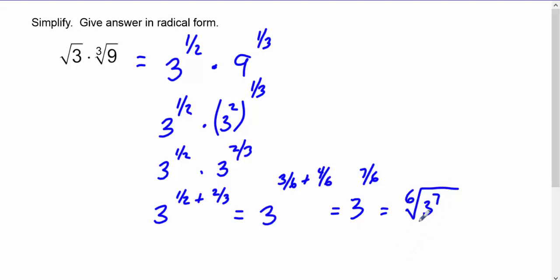Now I can multiply that out, but I'm not going to, because if I'm going to simplify this, I'm going to need to break down that number. And since I have 3 to the 7th here, there's a perfect 6th in that. So this can be rewritten as 3 to the 6th and 3. Here's my perfect 6th, if you will. So I get to pull a 3 out, and I have a 6th root of 3 left. And that's going to be my answer.